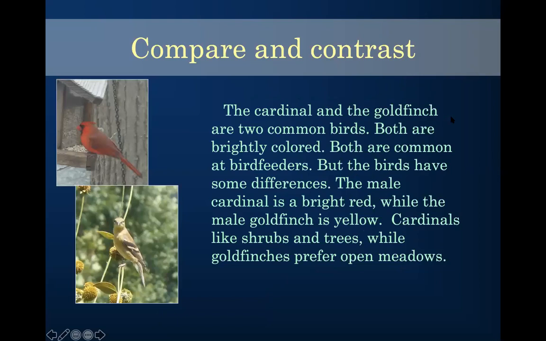So here's a little practice paragraph for you. It has some of the same ideas that I just told you, but I want you to listen and see if you can hear some key words here. The cardinal and the goldfinch are two common birds. Both are brightly colored. Both are common at bird feeders. But the birds have some differences. The male cardinal is a bright red, while the male goldfinch is yellow. Cardinals like shrubs and trees, while goldfinches prefer open meadows.